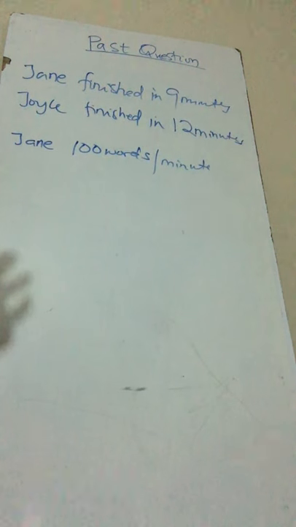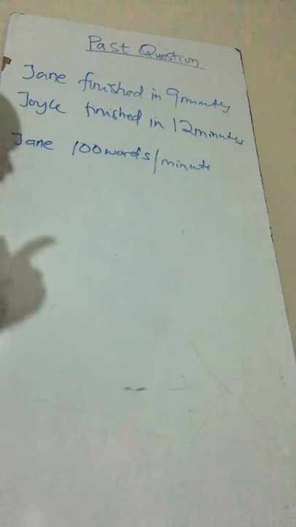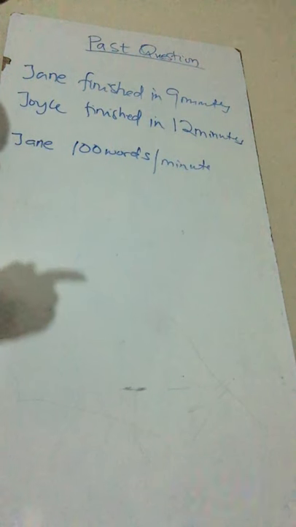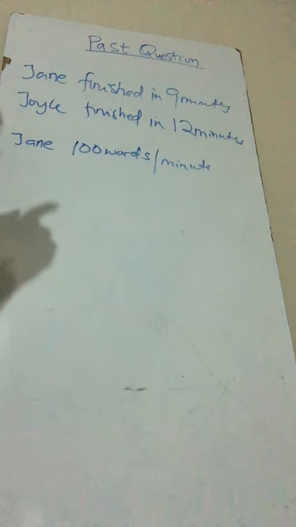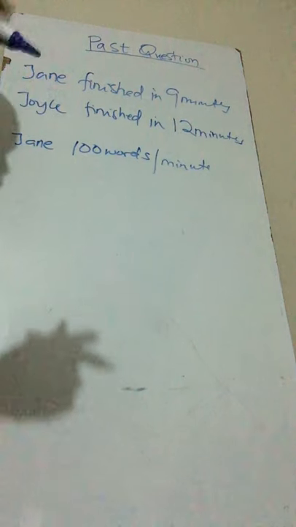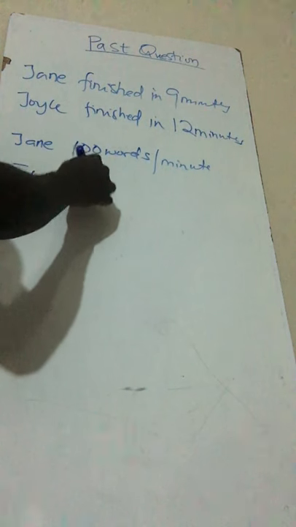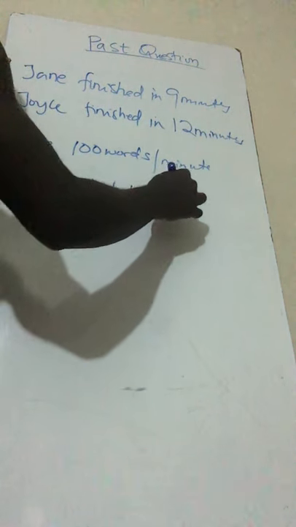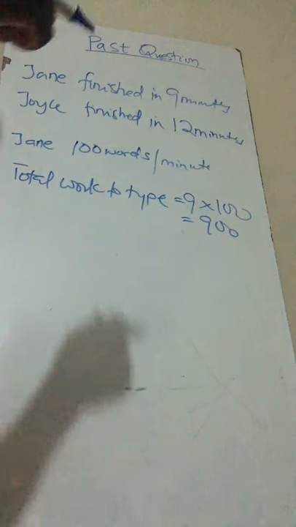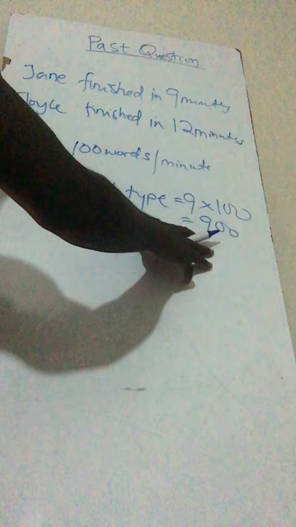Now the question is telling us again that Jane typed 100 words every minute. And so if Jane is able to finish this whole work in 9 minutes, and Jane typed 100 words per minute, then it means that the workload was 900 words. So the total work to type is 9 minutes times 100, which is 900 words.